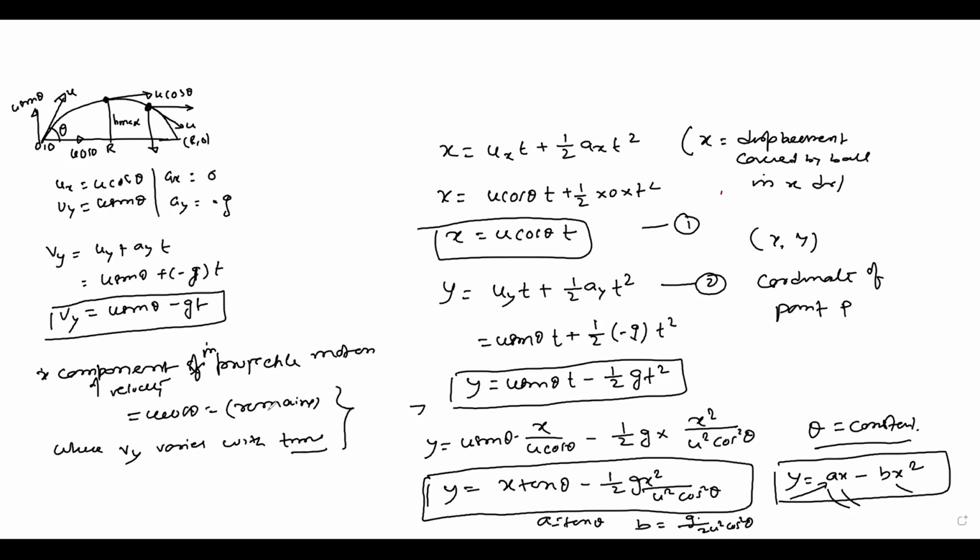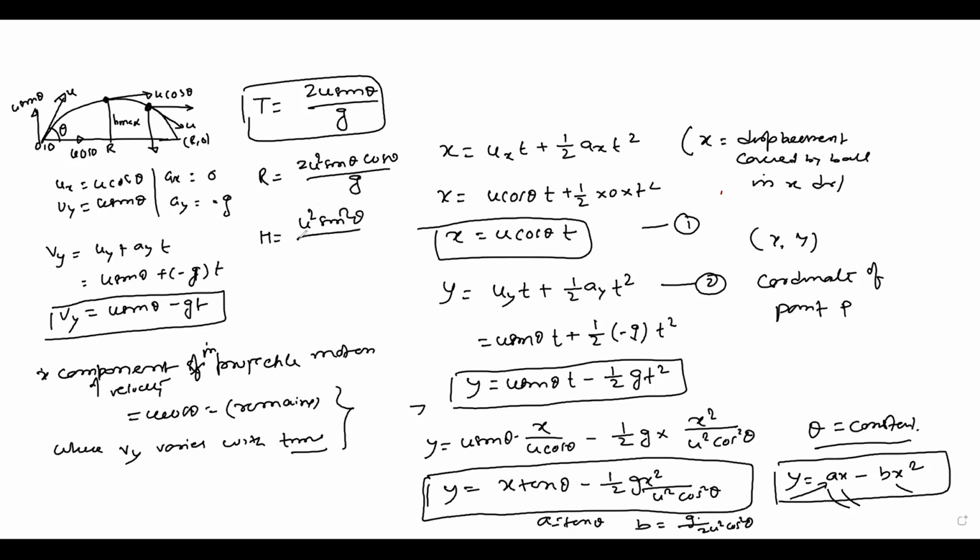Clear? So what formulas have we achieved so far? The total time of flight is 2u sin theta by g. For range, we have obtained 2u square sin theta cos theta by g. For maximum height, we may write u square sine square theta by 2g. So if you want to find the maximum height, you can easily find it out.